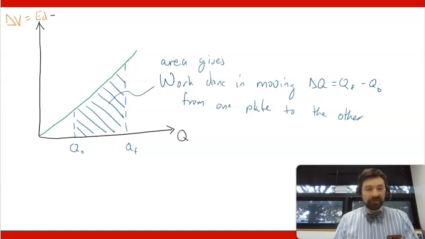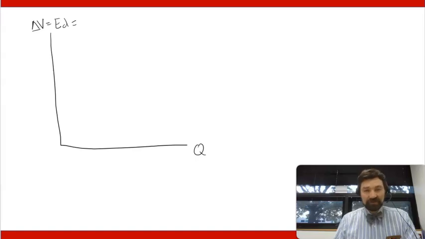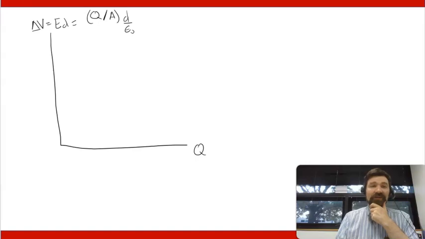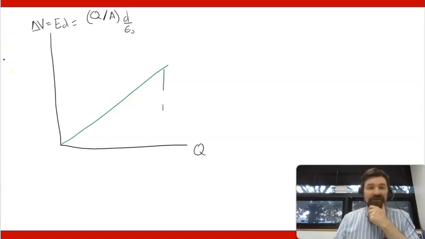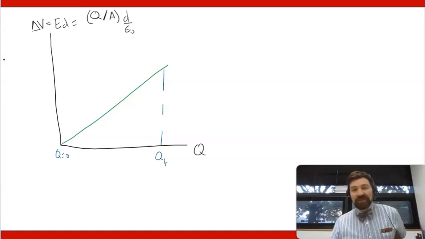So this right here should equal Q divided by A, all times D over epsilon naught. Since D, A, and epsilon naught are all constants, that's what gives us this nice linear fit. So if I want to find how much potential energy is stored, then I need to figure out how much work was done in getting from Q equals 0 to how much charge Q is stored, or Q final. And so that is the area of this triangle.